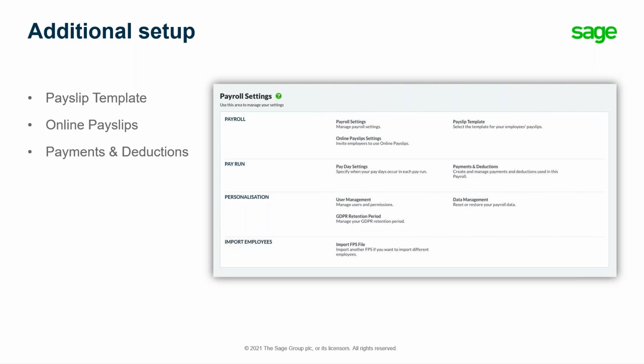You could set up online payslips, and there's a great video link in our handout, which explains exactly how that works. And you can, in advance of your first payroll, set up your payments and deductions so that they're available to select for your employees. So three other areas you might want to explore before you run your first payroll, but we do cover that in more depth in our processing webinar.